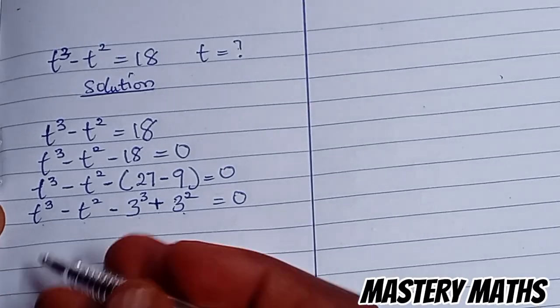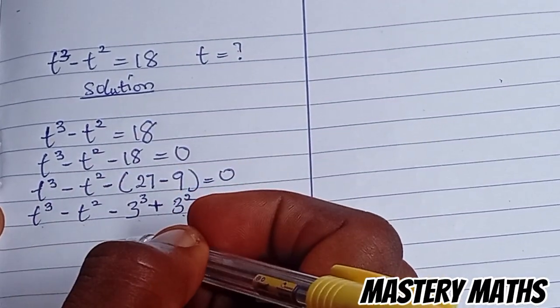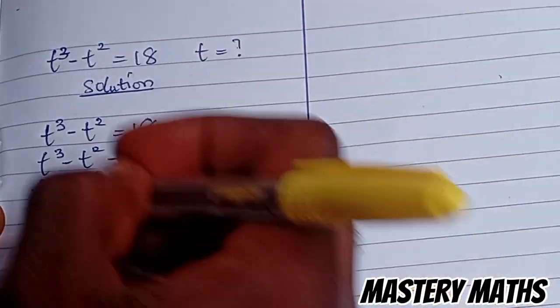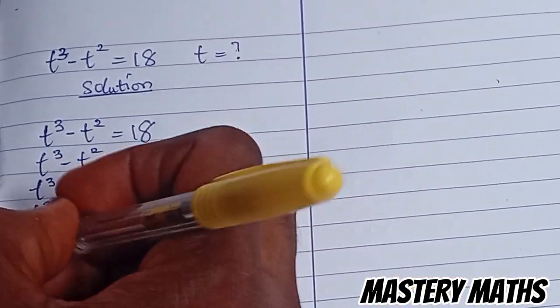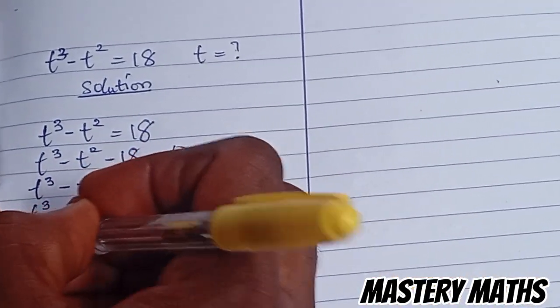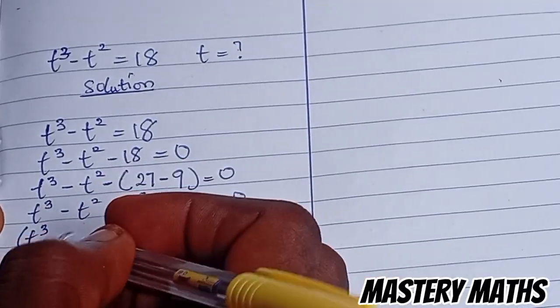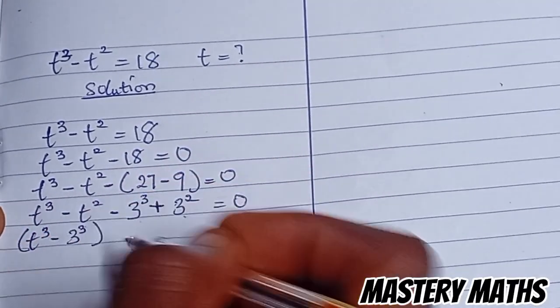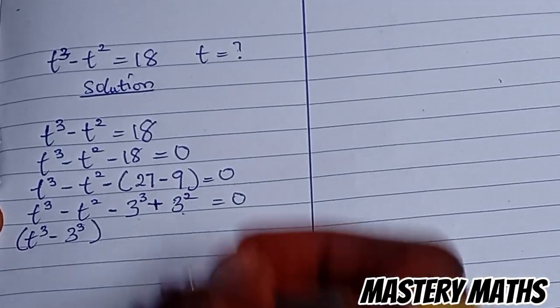Now, what should we do? After we have done this, we need to bring them together in square. We need to put both in brackets. Now, we'll open our brackets. We'll put our t raised to the power of 3. Set it down. t raised to the power of 3 minus 3 raised to the power of 3 in the same brackets. Now, what should be the next one?